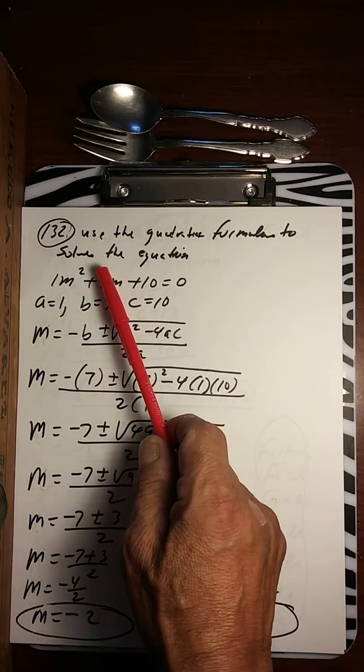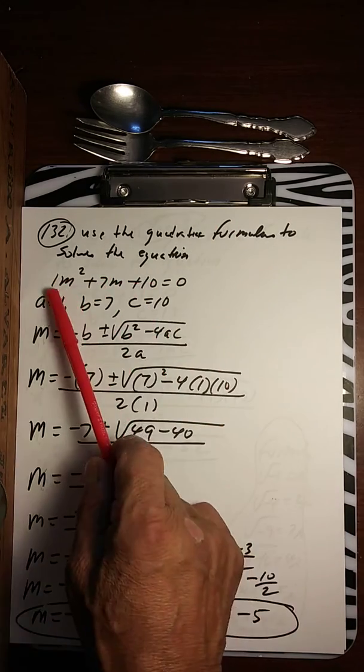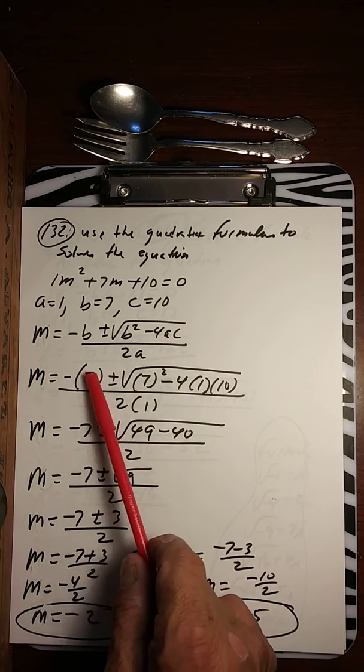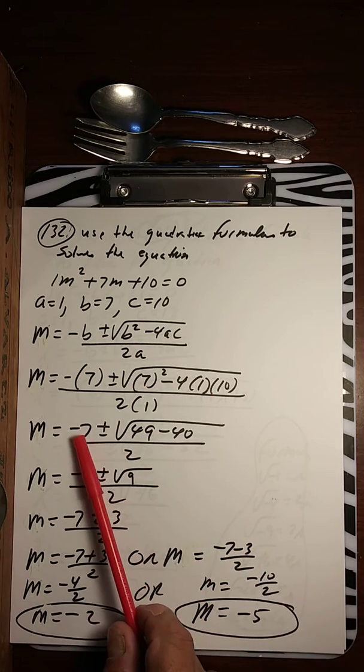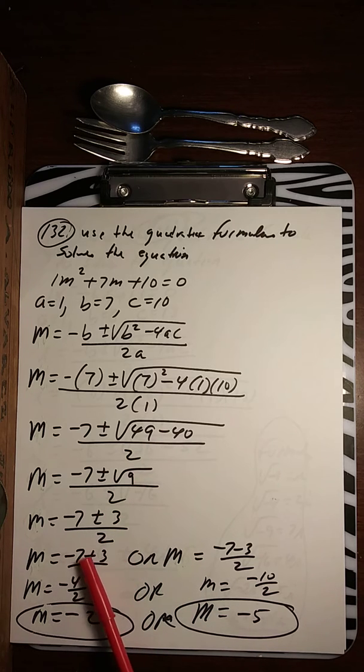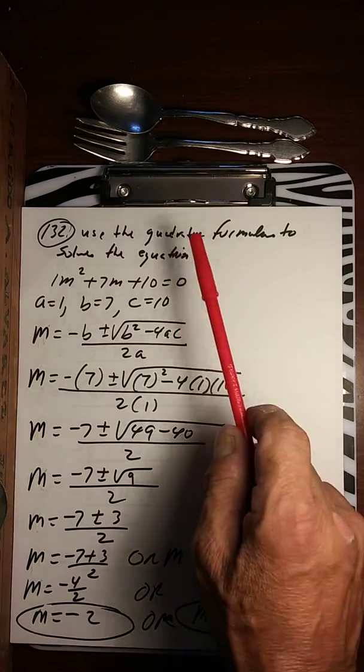Use the quadratic formula to solve the equation. So there's a problem. A, B, and C coefficients. So put it in the formula. Negative of negative 7. 7 squared minus 4 times that. 49 minus that is 9. Square root of 9 is 3. Negative 7 plus 3, negative 7 minus 3 over 2. Negative 4 over 2, negative 10 over 2. So negative 2 and negative 5. M equals negative 2 and negative 5 for that problem right there.